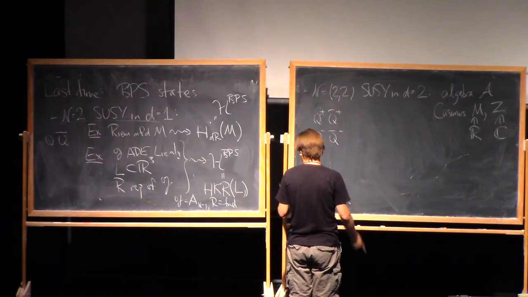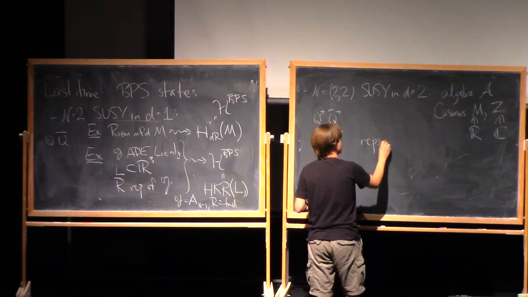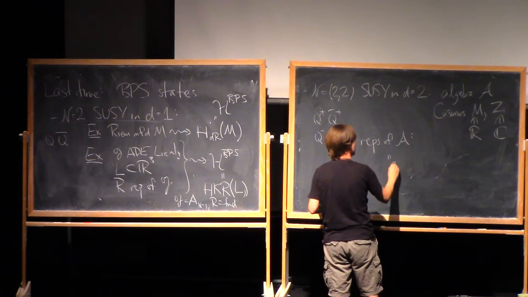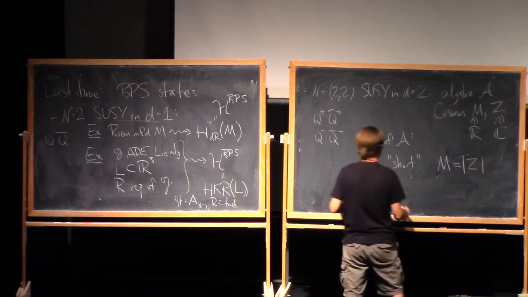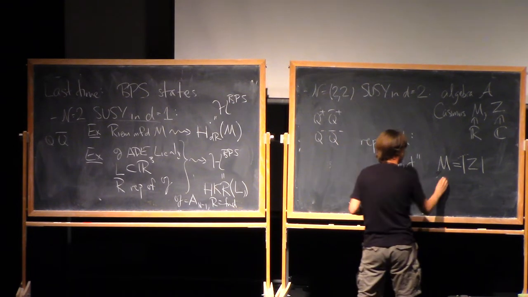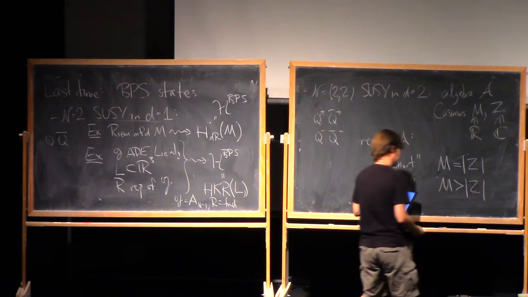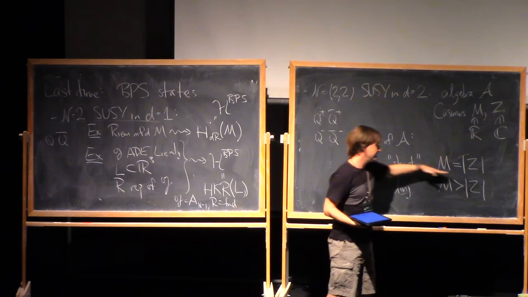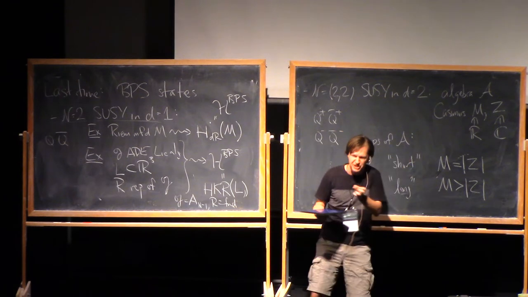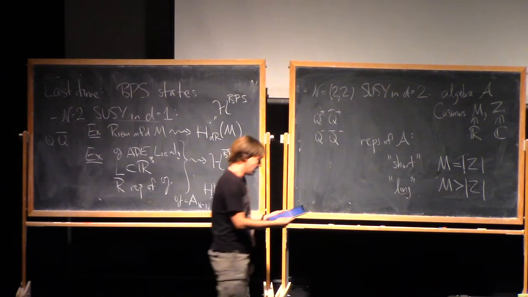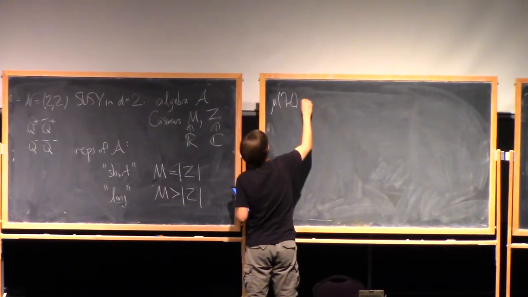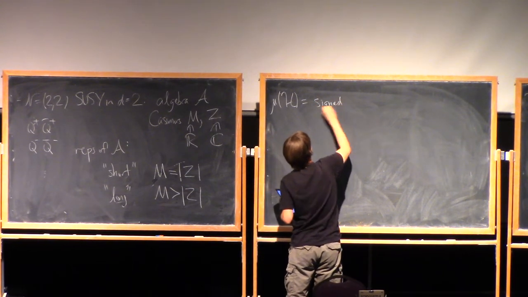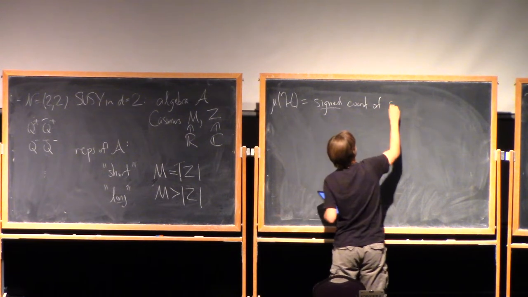So what we said was that the representations of this algebra came in two flavors. There were the short ones, for which the mass was exactly equal to the absolute value of the central charge, and there were the long ones, for which the mass was bigger than the absolute value of the central charge. So it can't be less. It has to be one of these two. The lowest the mass can be is equal to the absolute value of Z. And if it is, then the representation is small and it's protected. That's what we talked about last time. And particularly, we defined an index mu of h, which was a kind of signed count of the short representations.